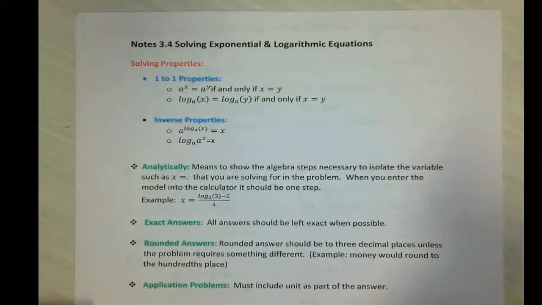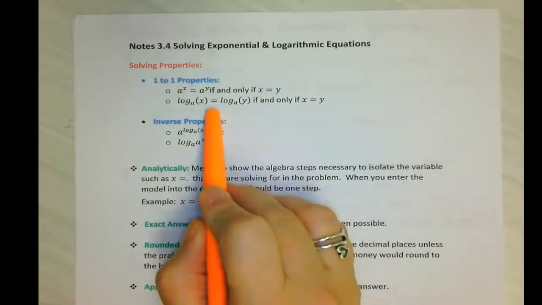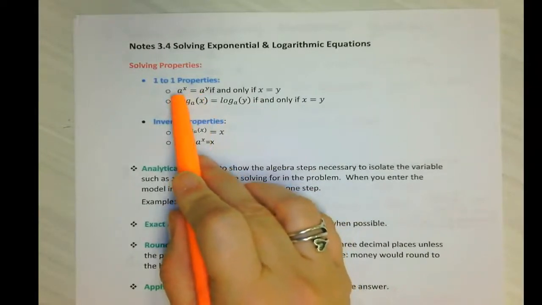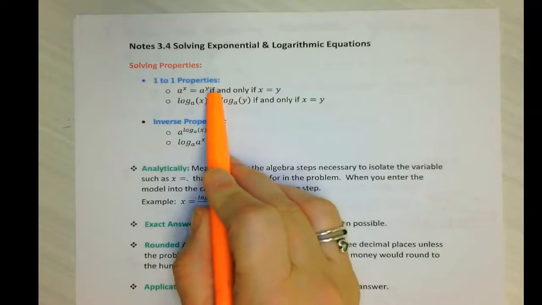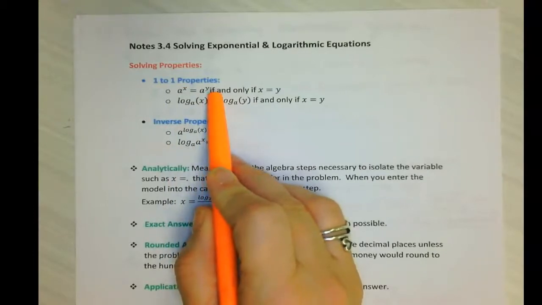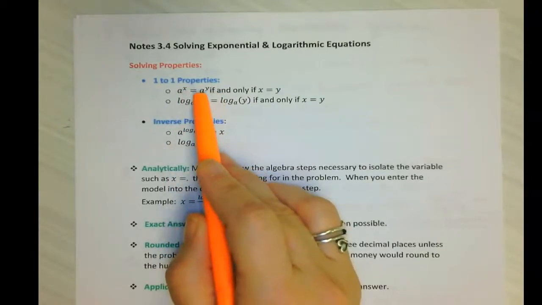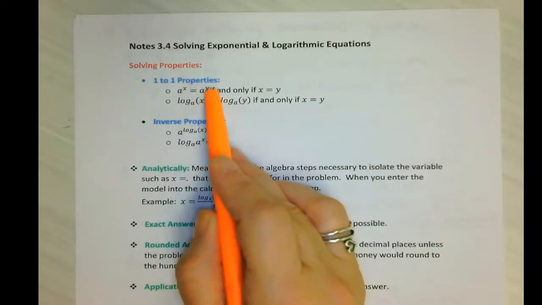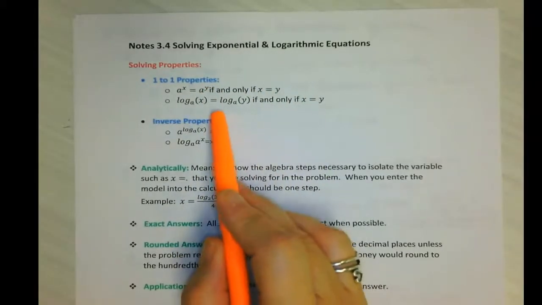A couple of properties I want to refresh your memory about are the one-to-one properties, which say that because that equal sign is there, this side of the equal sign has to be exactly the same as that side of the equal sign. So that's the property of equality. If this base is the exact same thing as this base, the only way that statement can be true is if this exponent equals this exponent. And the same thing is true for logs.